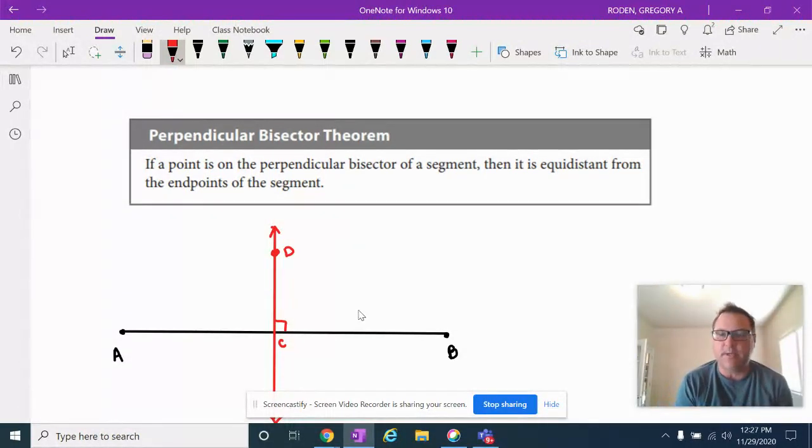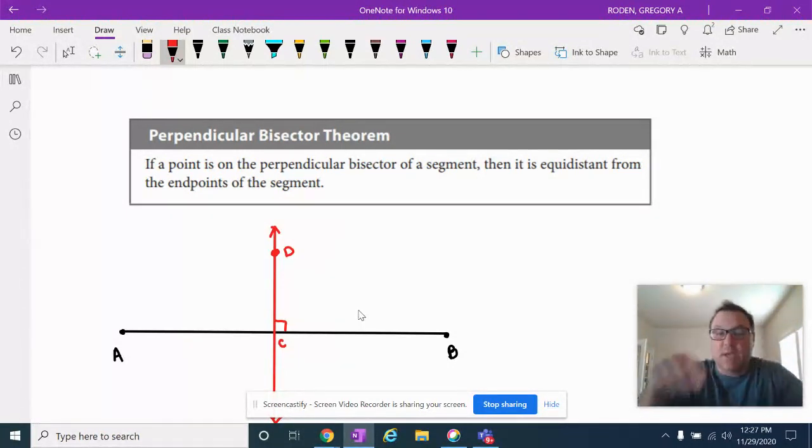All right, so here's today. We're going to talk about the perpendicular bisector theorem, and let me read you the definition. If a point is on the perpendicular bisector of a segment, then it is equidistant from the endpoints of the segment. Okay? So go ahead and pause me, write that down, and then draw the little picture because we're going to work with that picture a little bit. All right, go ahead.